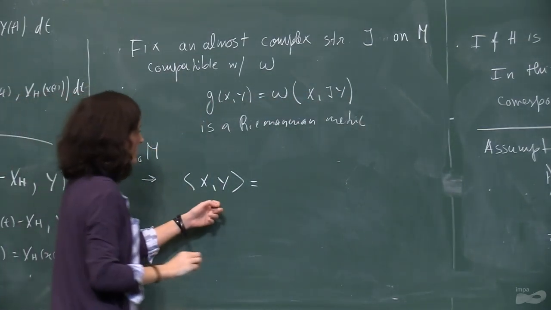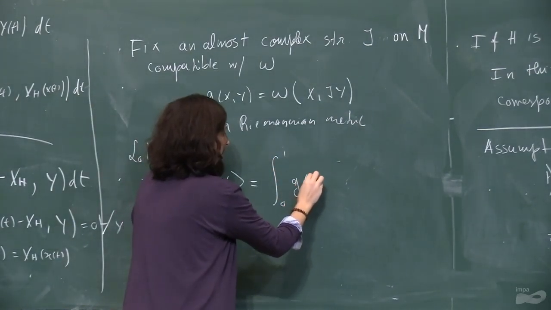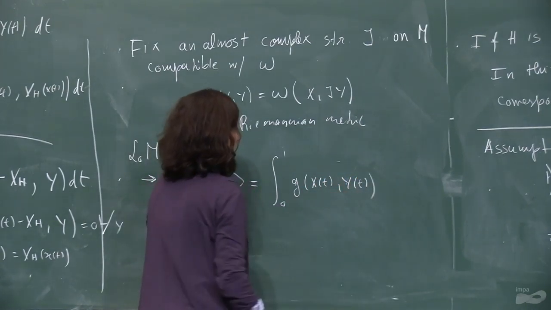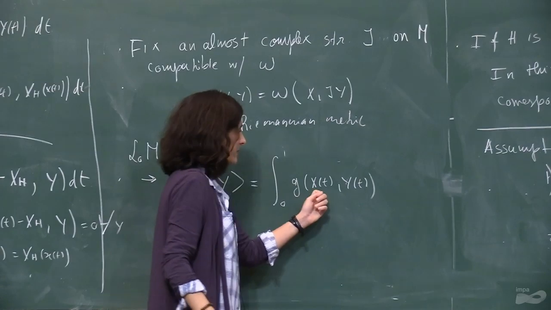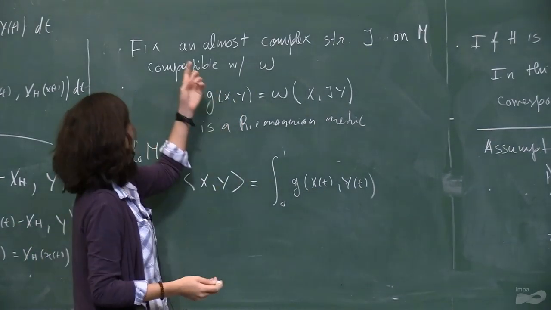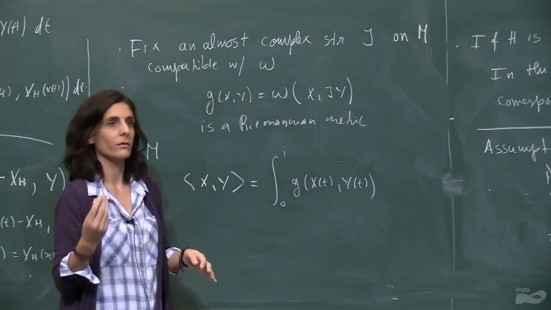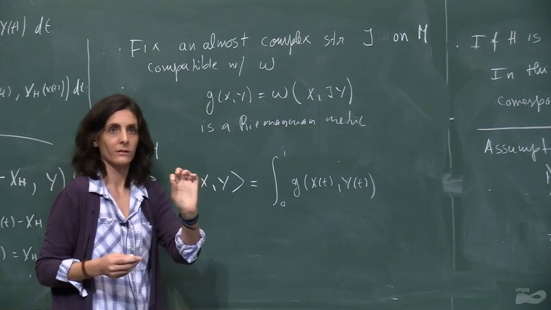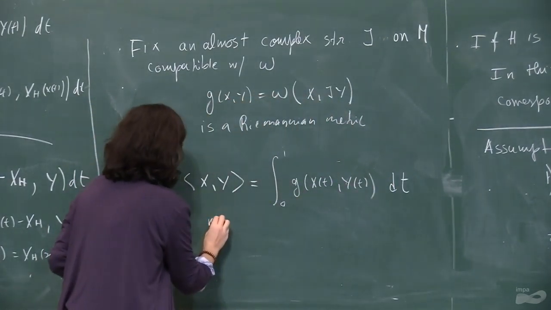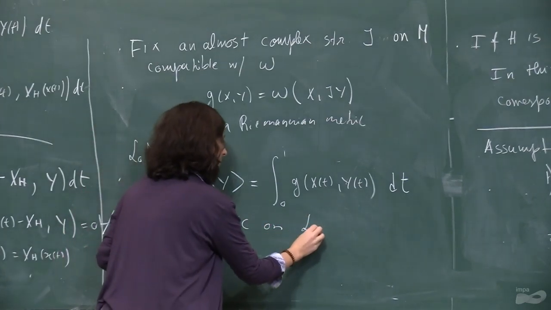This will be just the integral between 0 and 1 of g of x(t), y(t) dt. So again, this x and this y, we should think of them as tangent vector fields of the manifold defined along the loop, small x, the orbit. So we have this metric on here, the loop space.